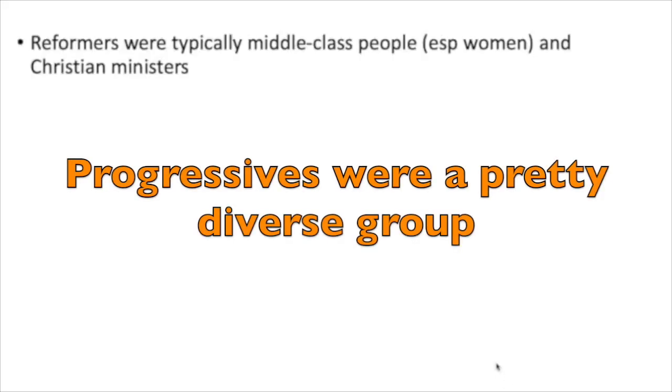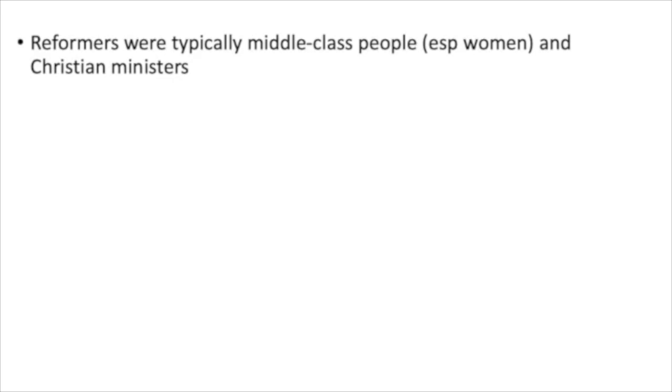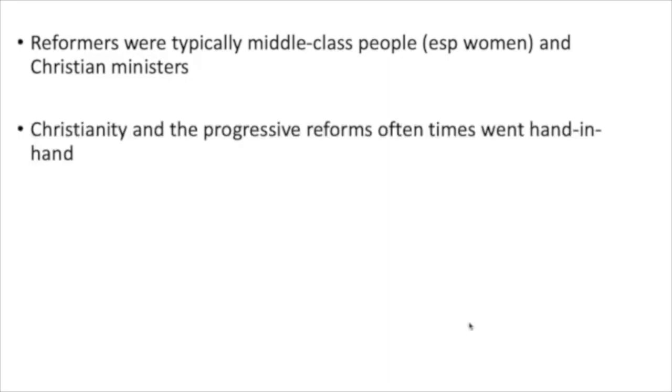Reformers were typically middle and upper class. Women were especially involved in the progressive movement, and there were many Christian ministers that were involved in this as well. So a lot of poor people living in the United States at this time couldn't really focus on being reformers. They were too busy working and trying to take care of their family, and in many cases were the victims of the negative and bad situations that the progressive movement was trying to fix.